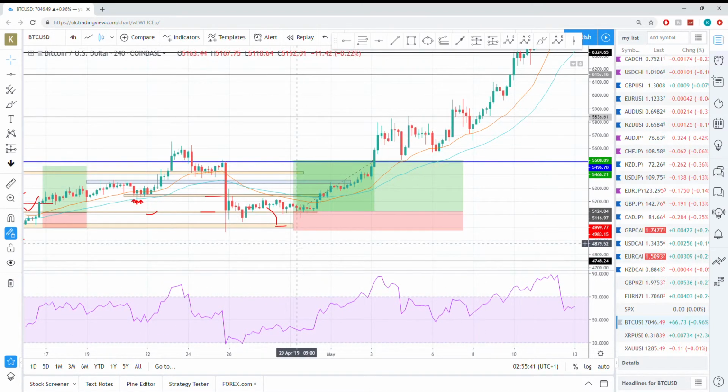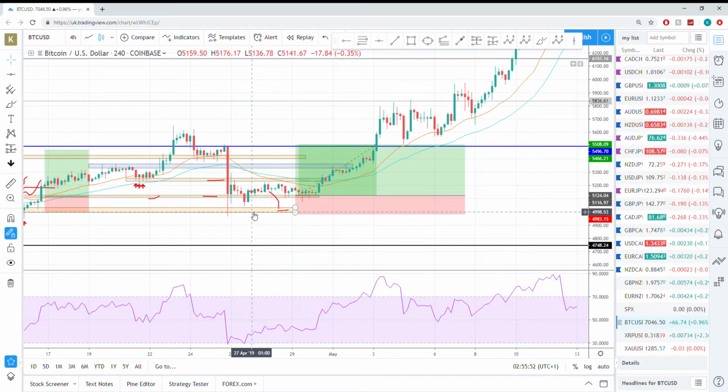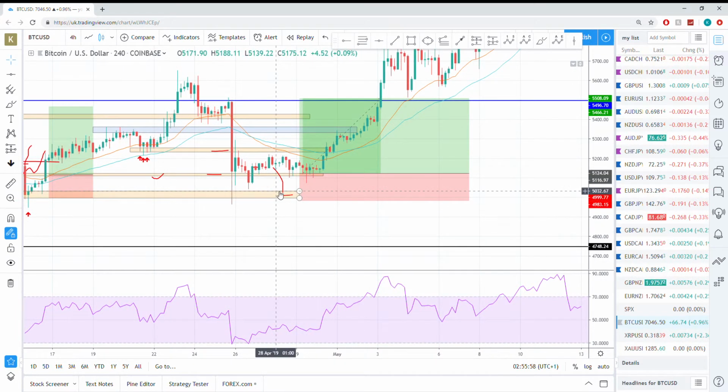We said on the 26th of April, I believe, which is around here, I was looking for price to potentially come back down here. This is why I drew this. But ultimately we didn't get the push and close on the bottom of this zone to give us an indication to give this a retest.